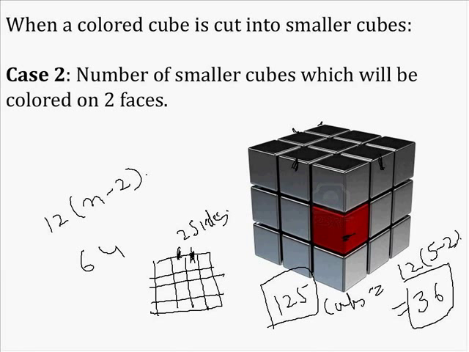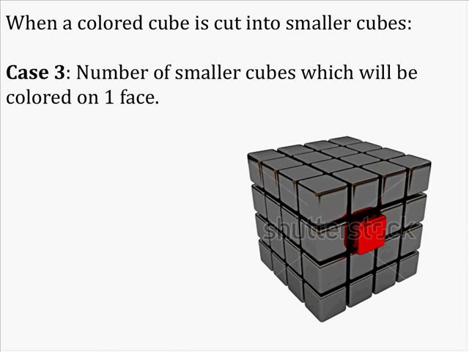Okay. Now we come to single. When a colored cube is cut into number of small cubes, these are what we call enclosed cubes. So these four enclosed cubes, okay.